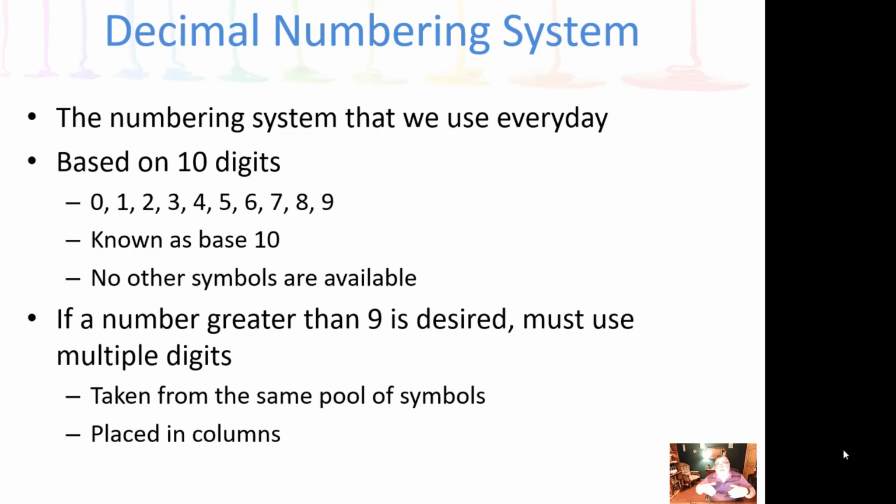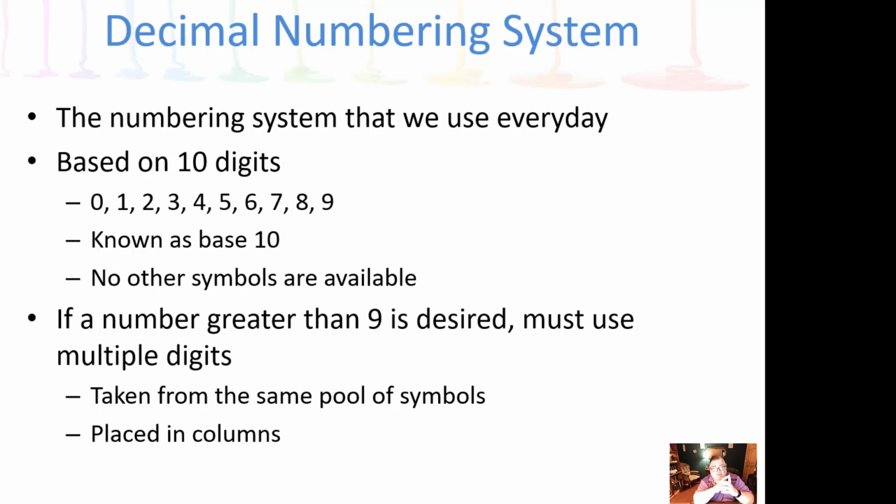So let's look at the numbering system we use. It's called the decimal numbering system, and that's the one we use every day. It's based on 10 digits. Any idea why we chose this one? Well, one of the theories is it's because we have 10 fingers. And so we used a numbering system based on 10 digits. And as you know, the symbols that we use go from 0 to 9. So we have 0, 1, 2, 3, 4, 5, 6, 7, 8, 9.